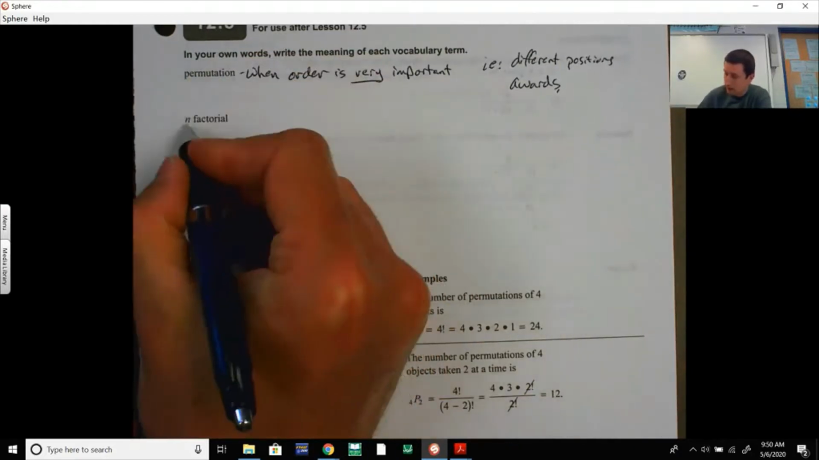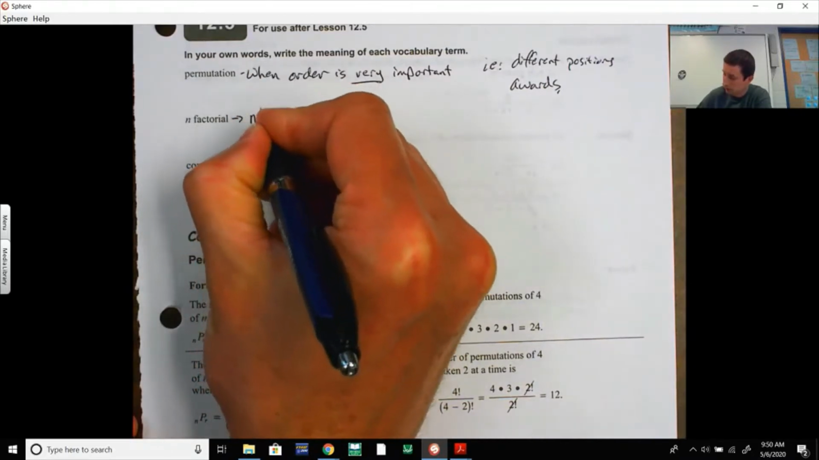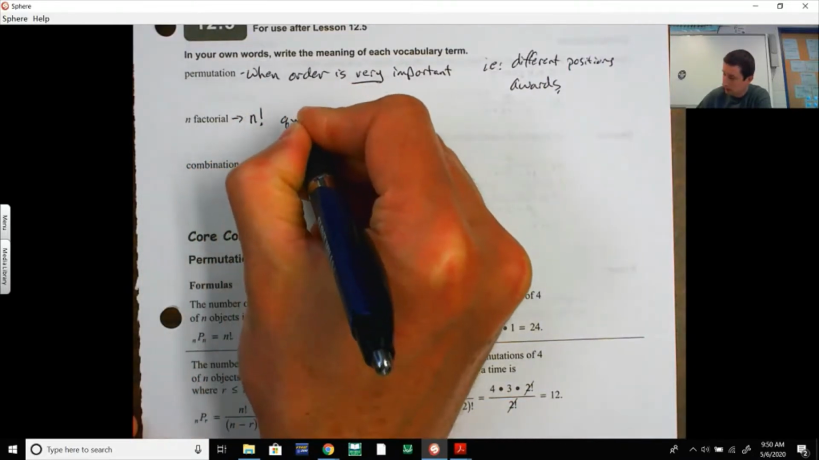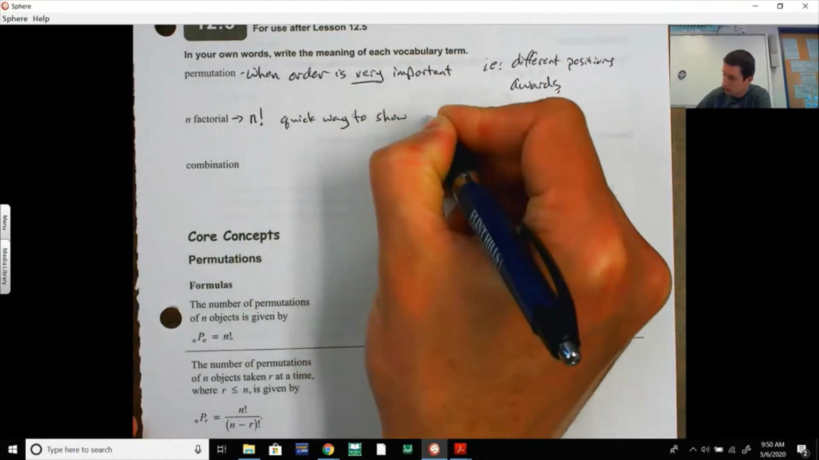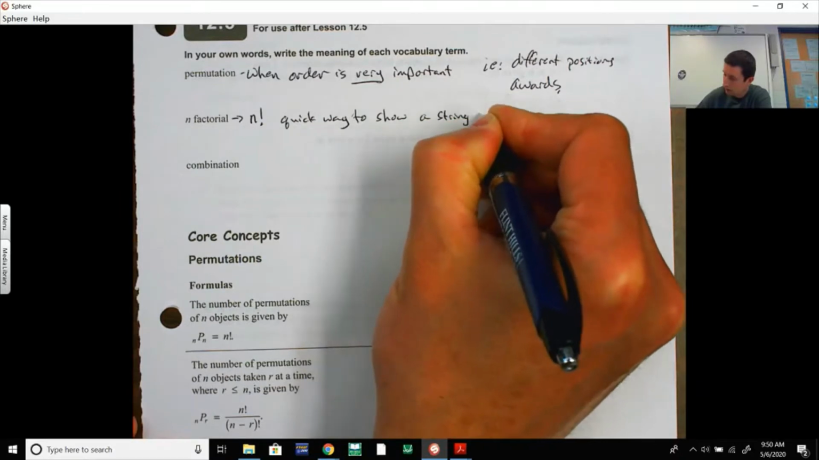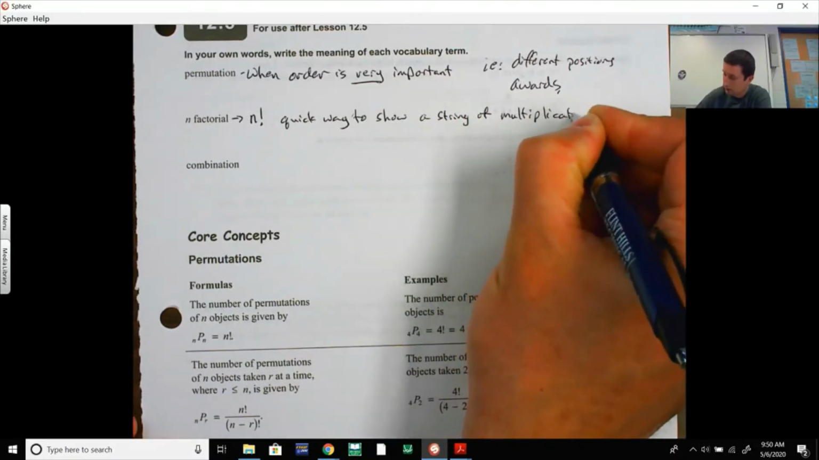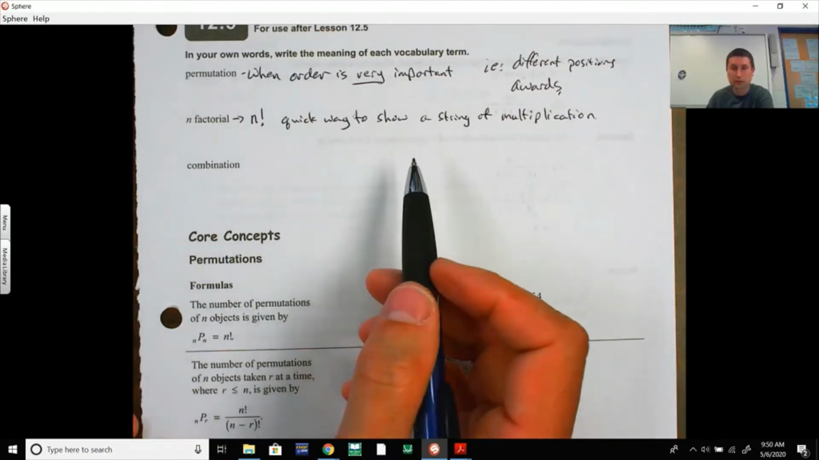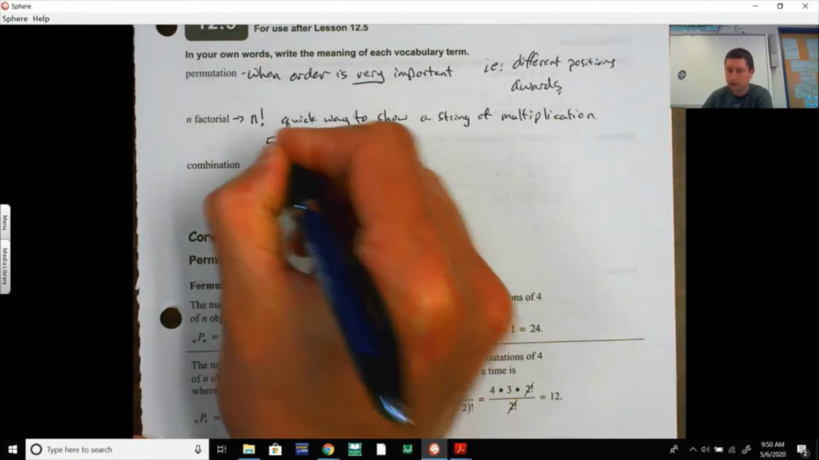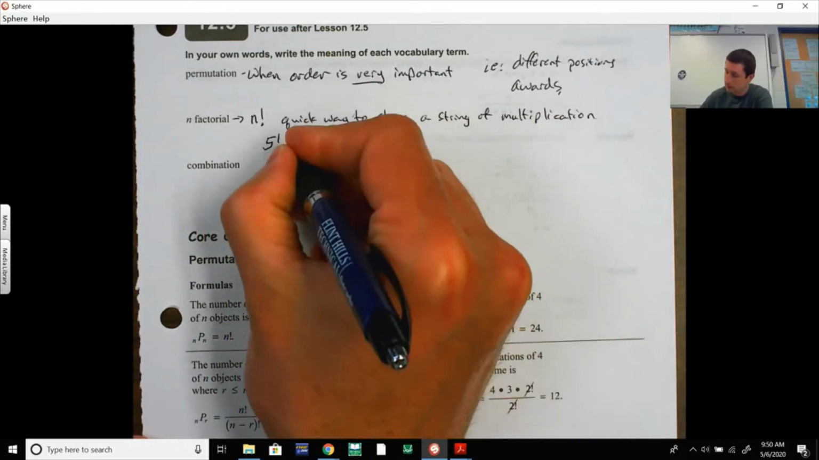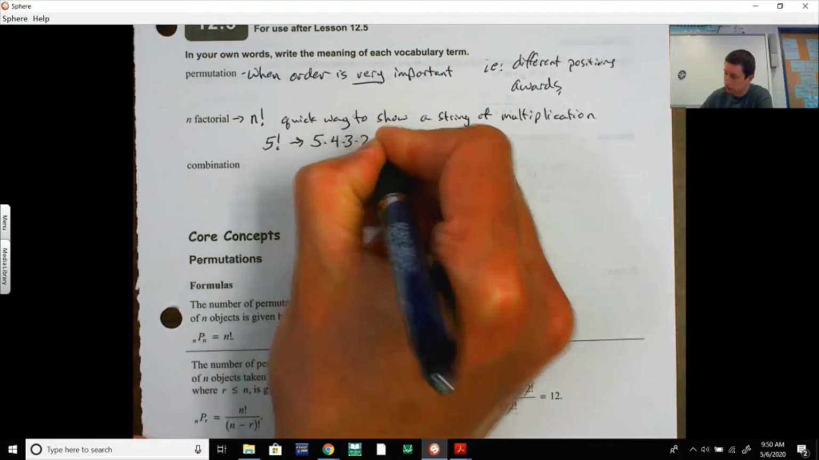Okay, n factorial. This is represented with an exclamation mark. So n factorial. And this is a quick way to show a string of multiplication. A lot of times this is a secondary function on your calculator. So a quick way to show a string of multiplication. So if I would have 5 factorial, if n is 5, that would mean I have to take 5 times 4 times 3 times 2 times 1.